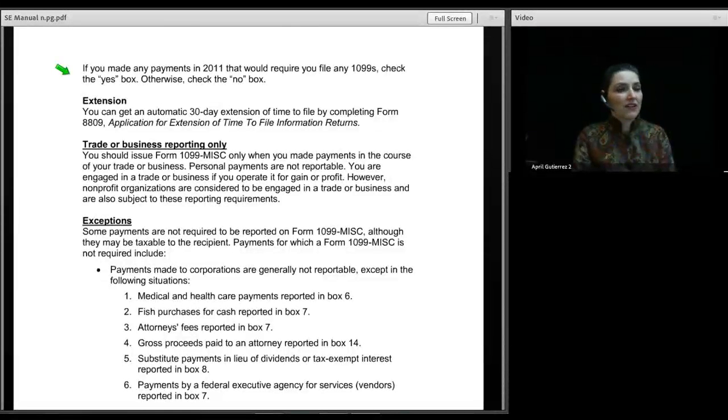It's an old one, been around a long time, but it's something that we don't think about. You paid rent. Who did you pay rent to? Because rent in a year is going to go over $600 pretty easy, isn't it? So rent is something that does need to get a 1099. Yes?